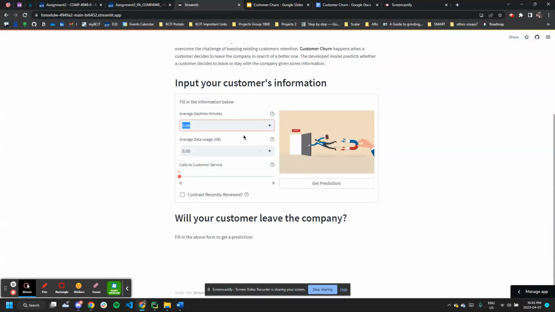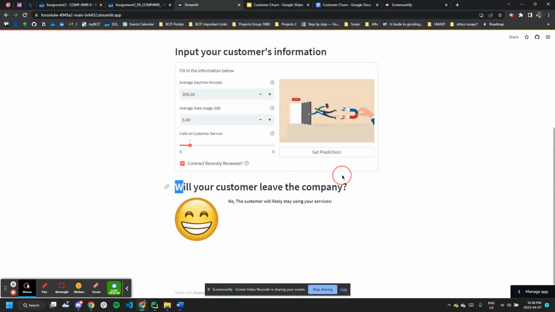Average daytime minutes, we can go as big as like 380. Average data usage, let's say 5. The max is like 5.80. Customer service calls, we have 0 to 9. Let's say like around 1. Contract recently renewed, sure. So let's get the prediction. Will your customer leave the company?